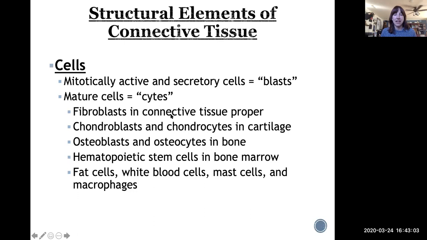A chondroblast is a mitotically actively dividing cartilage cell. And an osteoblast is a mitotically actively dividing bone cell, osteoblast. Okay, so this guy is laying down new bone, laying down new cartilage, laying down new connective tissue. Chondrocytes are the cartilage cells that are already there and they're hanging out and they are not easily repaired, right? And osteocytes are the cells in bones that are just hanging out and not doing anything except being your bones, which is important, not to give them their due credit.